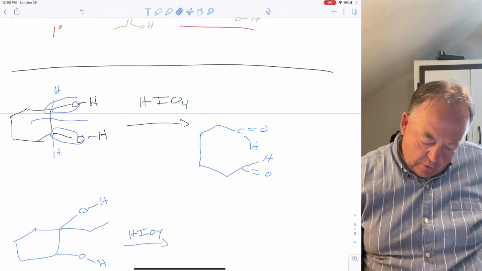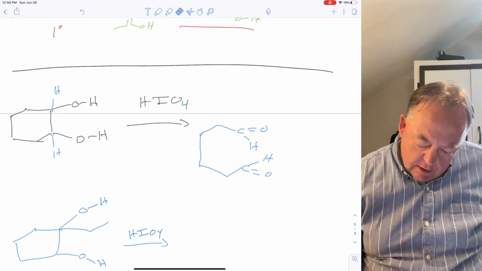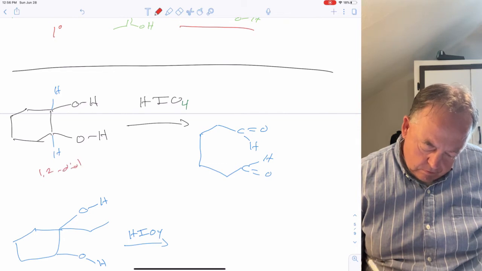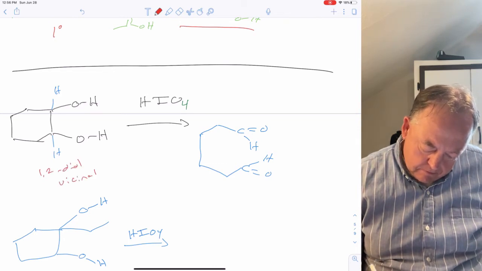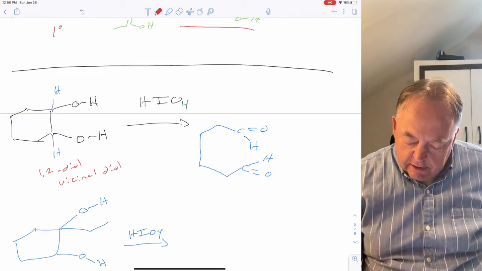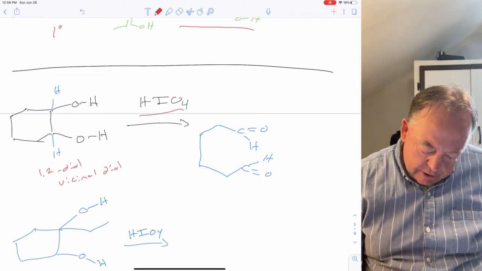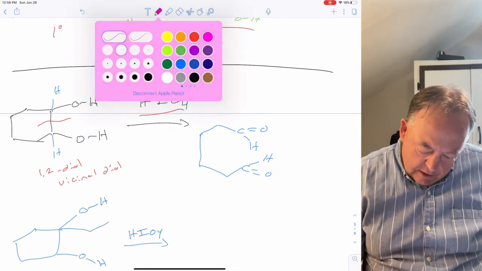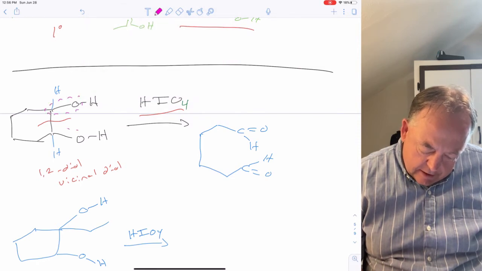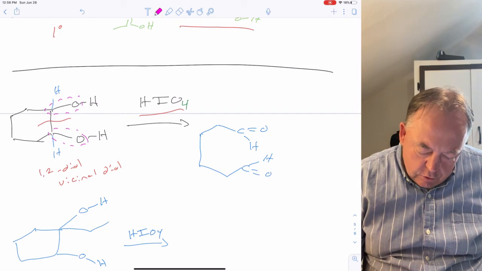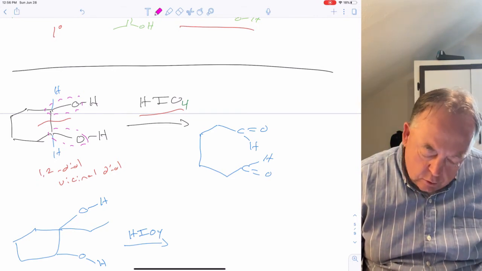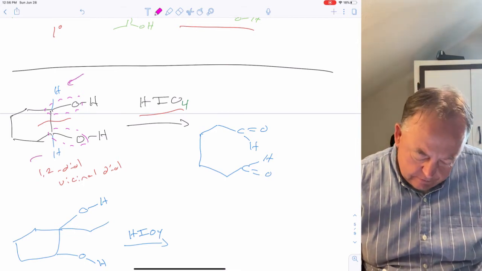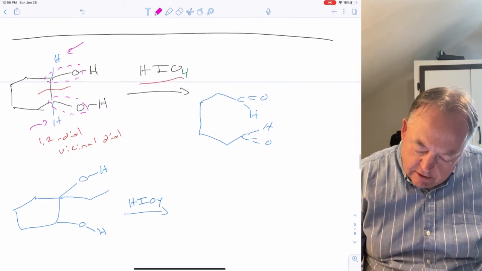Okay, so if it's HIO4, periodic acid, and you have a 1,2-diol, or vicinal diol, then this will oxidize it. And so what's going to happen here is you're going to cleave the carbon-carbon bond, and then you're going to make a C-O double bond here and a C-O double bond here. And so you're going to lose hydrogen from oxygen and make a C double bond O, but that hydrogen's not going anywhere, right? So if you did that, then this would be your product.